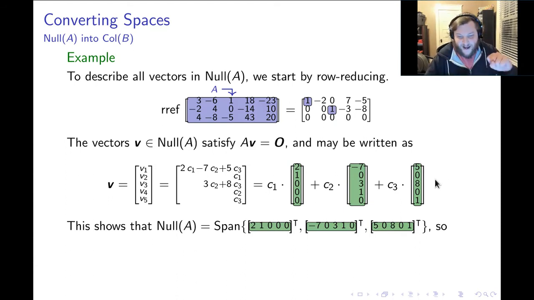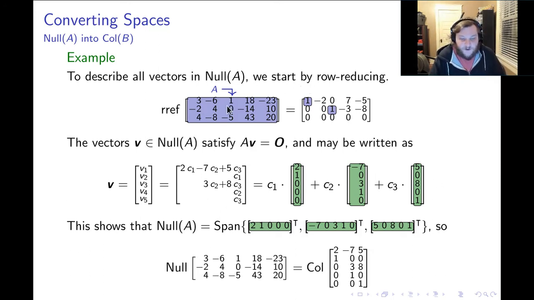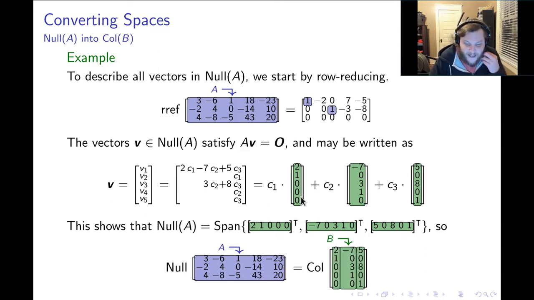And since the span of a list of vectors is the same thing as the column space of the matrix obtained by inserting those vectors in the list into the columns of a matrix, this is the same thing as saying that the null space of our original A here is the same thing as the column space of the matrix obtained by taking the vectors that popped out of the process and putting them into the columns of a matrix. And here we're calling that new matrix B. So here we have an example of starting with a matrix A, studying its null space, and rewriting the null space of that matrix as the column space of a new matrix.